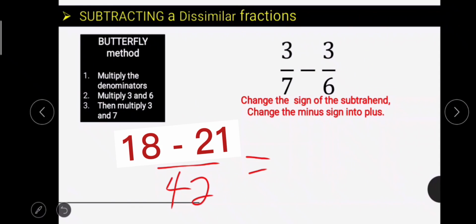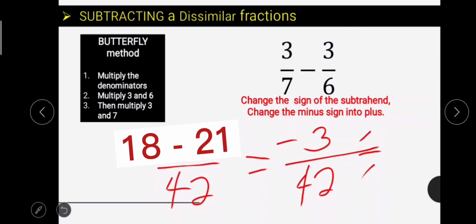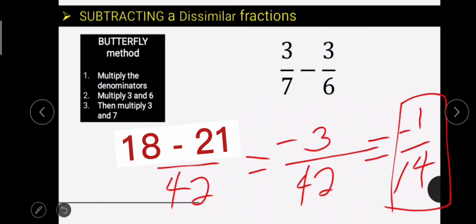Then next is change the sign of the subtrahend and change the minus sign into plus. So just follow the rule of integers. It gives you negative 3 over 42. 3 and 42 have a common factor, which is 3, so we need to divide both numerator and denominator by 3. Then it gives you negative 1 over 14.